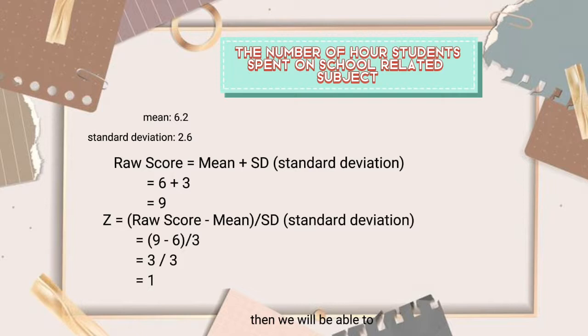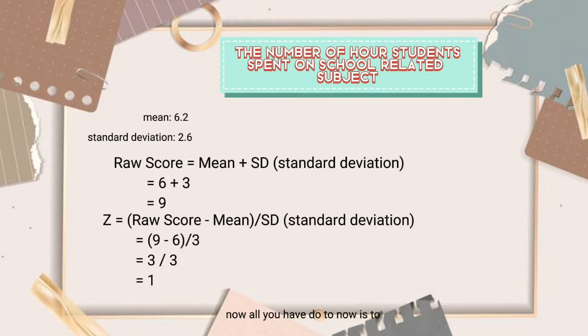Then you step ahead to get the value of Z, which is the raw score minus the mean, divided by SD. Replacing it with the numbers, 9 minus 6 is 3, divided by 3 is 1. Then your Z value will be 1.